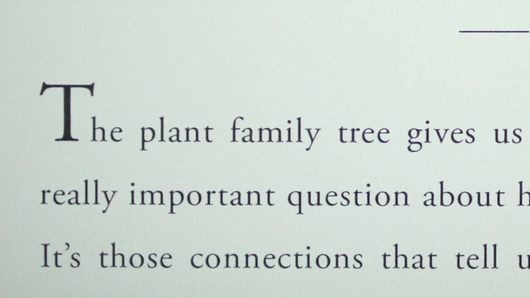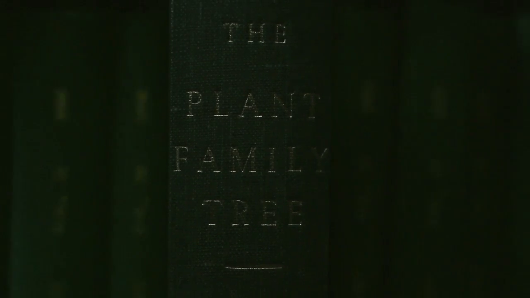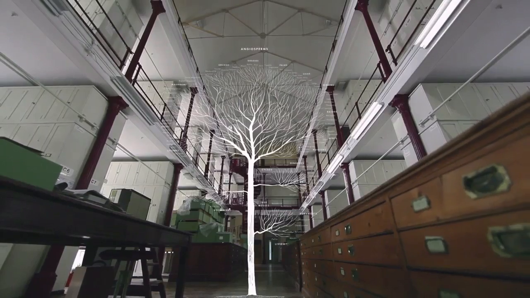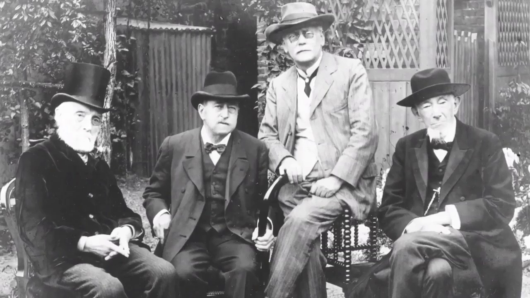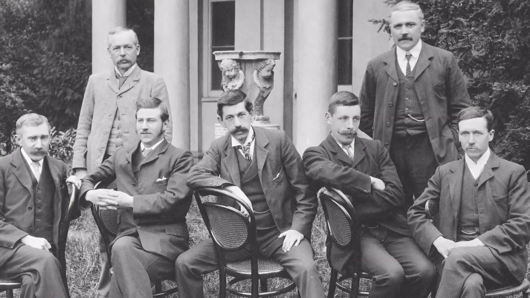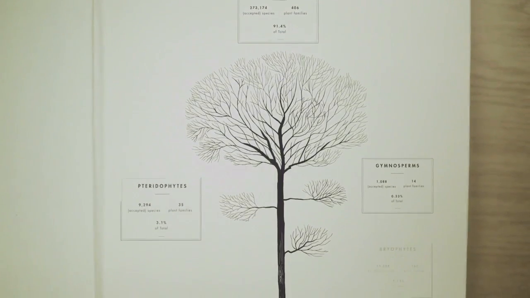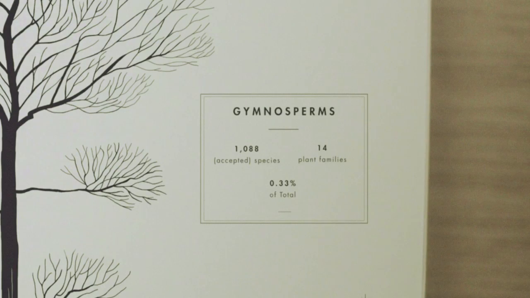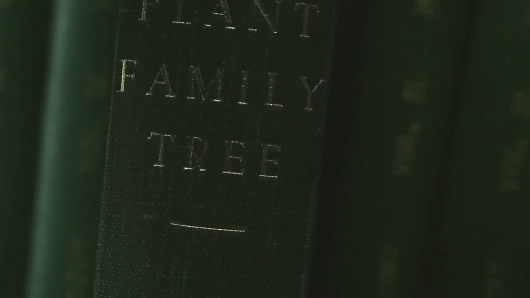The plant family tree gives us a framework for asking the really important questions about how our ecosystems function. It's those connections that tell us most of what we want to know about evolution of life, of not just plants, but the other things that depend upon plants, which is everything. The evolutionary tree is a great achievement. You can see it as a tool for the rest of science and the rest of humanity. The process now is 95% complete. So the story is pretty well told now, I would say.